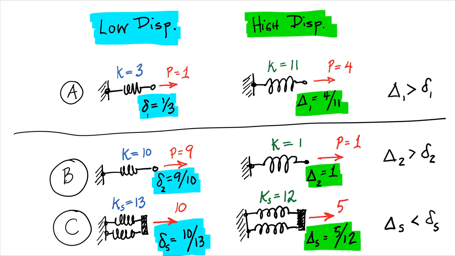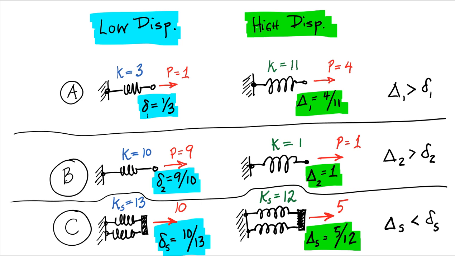We can similarly construct another case that I'm going to call case B, in which we come up with another set of springs that have the same behavior, right? The same trend. K of 10, P of 9 gives you a lowercase delta 2 of 9/10. K of 1, P of 1 gives you an uppercase delta 2 of 1. Again here, capital delta 2 is greater than lowercase delta 2. But now we combine these 2 cases and the opposite happens.